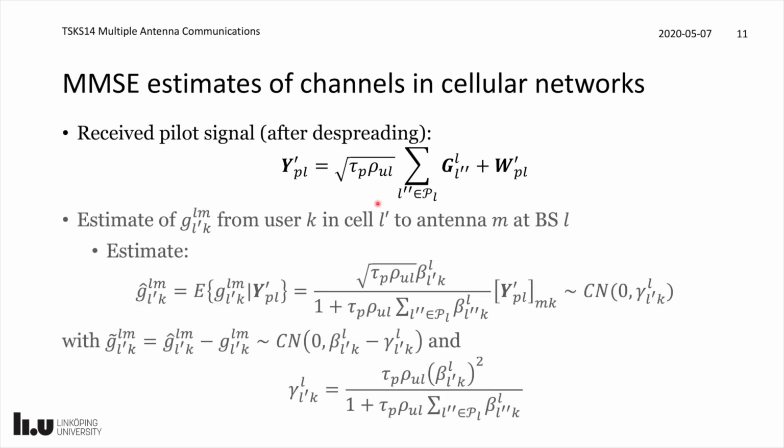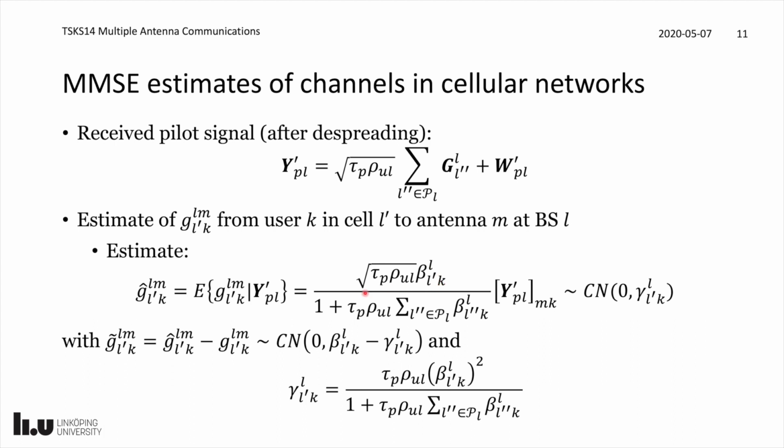So say that base station L is interested in estimating the channel from its antenna M to user K in cell L prime, which is one of the cells inside here. Well, what it can do now is to compute the MMSE estimate, and in order to do that, it should use the same formula as we had on the previous slide. We should take in the numerator the factor in front here, square root of tau_p rho_uplink. It should take the variance of this unknown channel that it would like to estimate, which is beta_LL'K. And then in the denominator, we should take the variance of the signal that we are interested in, tau_p rho_uplink times beta_LL'K.